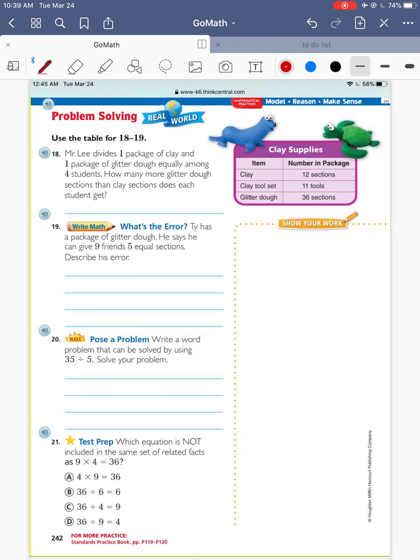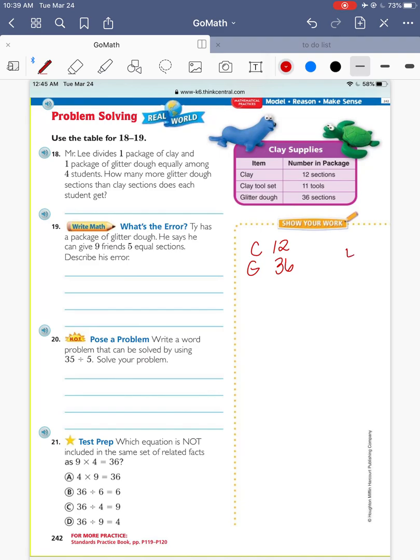Mr. Lee divides 1 package of clay and 1 package of glitter dough equally among 4 students. How many more glitter dough sections than clay sections does each student get? So look over at your chart, the table. There's 12 sections for clay, and there are 36 sections for dough. How many students are there?